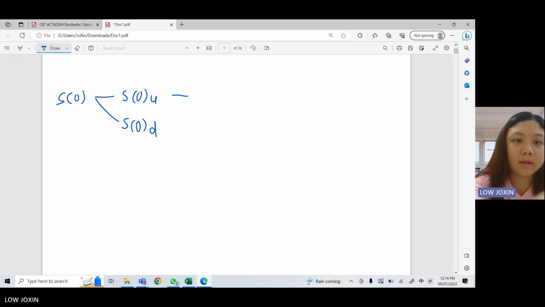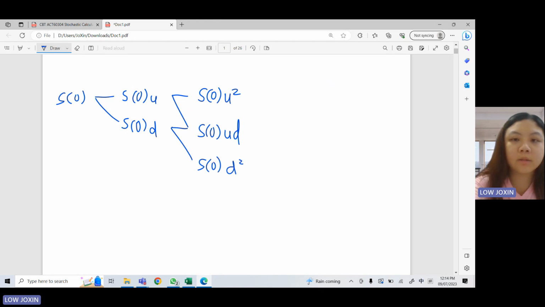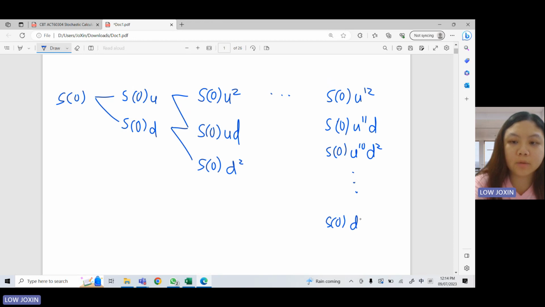So until 12 periods, I will have S0 UD and S0 D square and so on. So up until 12 periods, I should have S0 U12 and S0 U11D and S0 U10D square and until S0 D power 12.